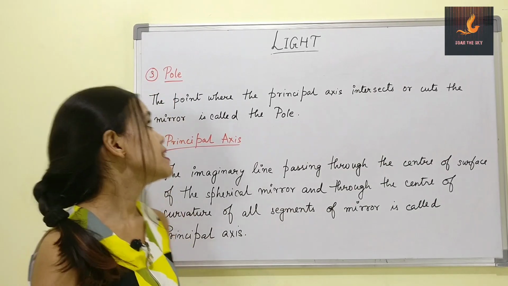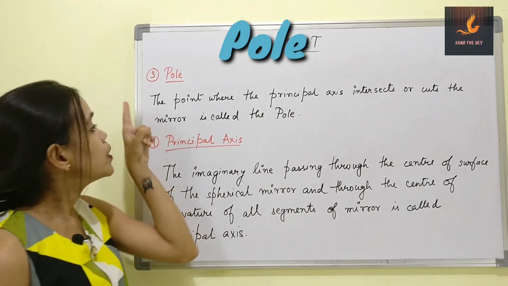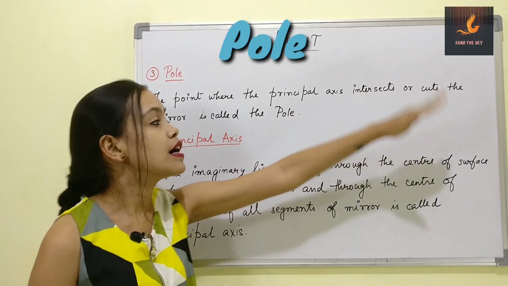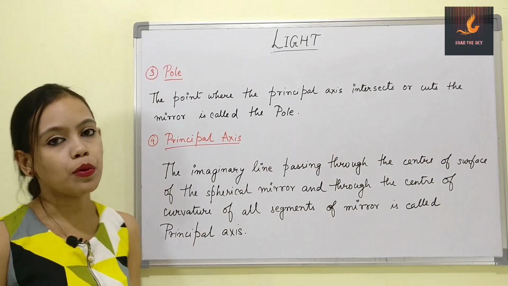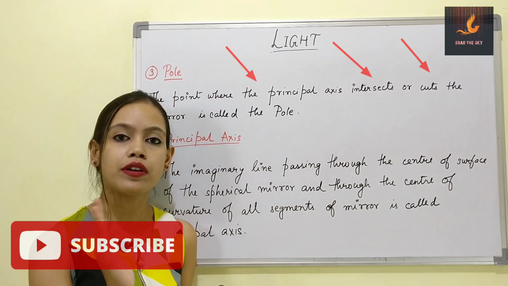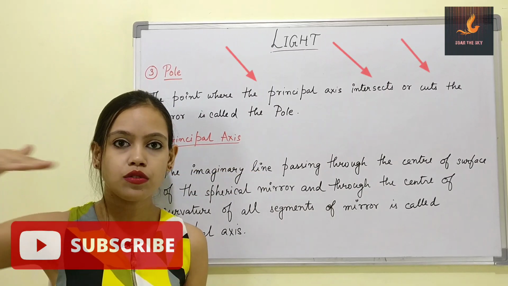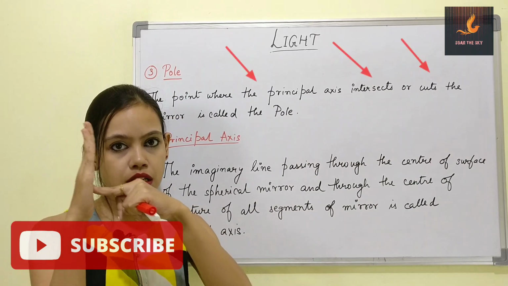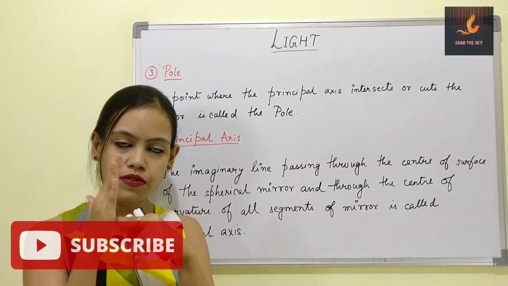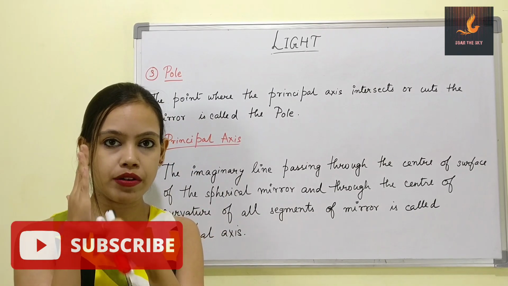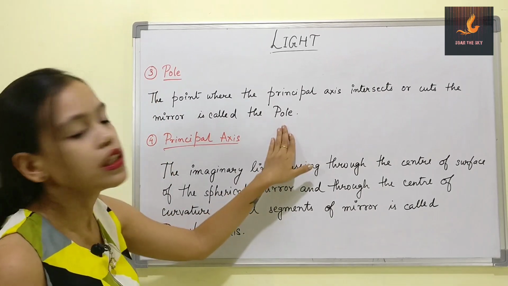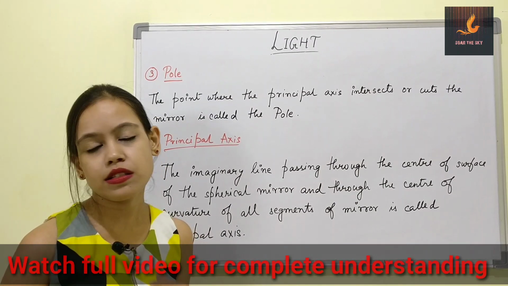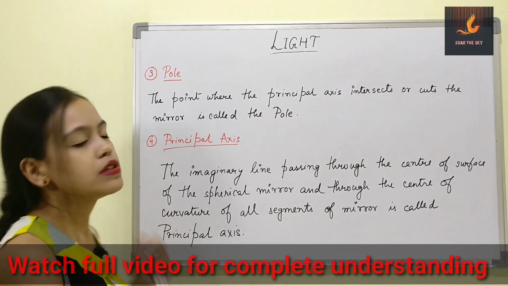So the next point is pole. What is a pole? The point where the principal axis intersects or cuts the mirror is called the pole. Pole is basically, if this is a mirror and the principal axis is passing through the mirror, the point where the mirror is cutting the principal axis, or vice versa, the principal axis is cutting the mirror, that point is called the pole.